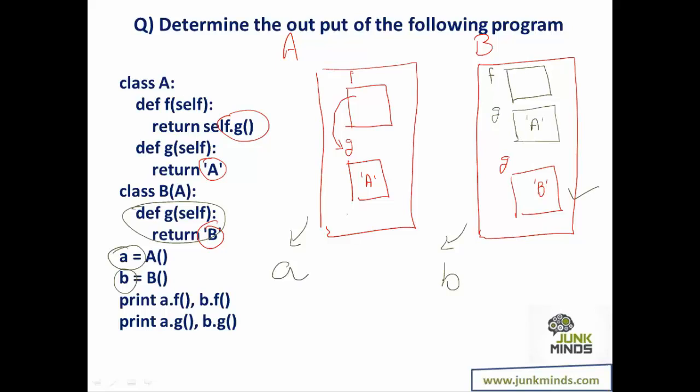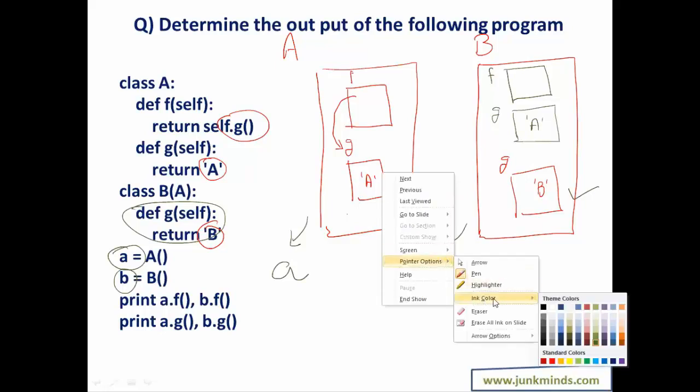Now my first print statement is a dot f. Now look at this very carefully. It is a very simple thing, but it is a very basic point that you should understand here. And what is it? Observe.